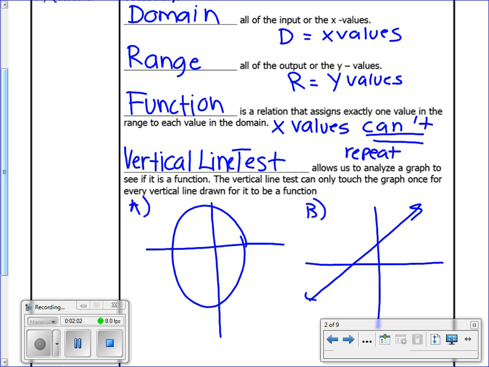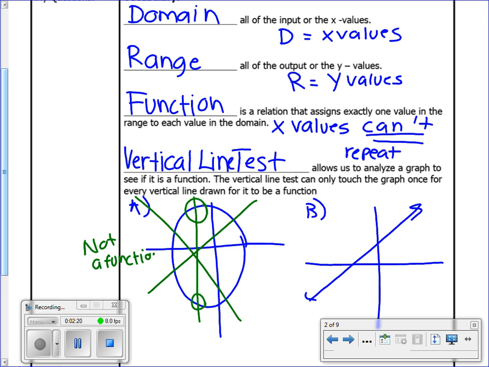Okay, so when I draw my vertical line with my green marker, I'm asking myself, how many times does this green marker touch this graph? It touches once, but then it also touches twice. So that means that this is not a function. Okay, a circle is not a function.